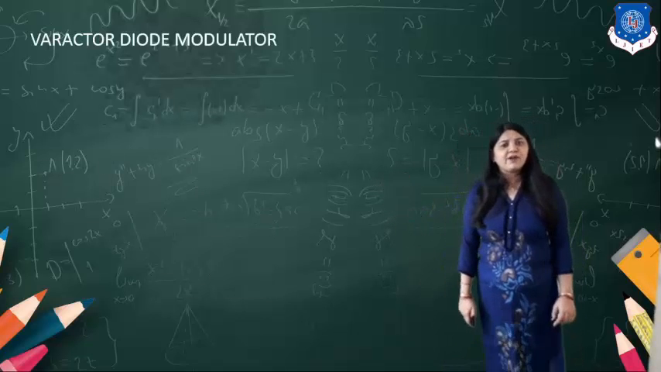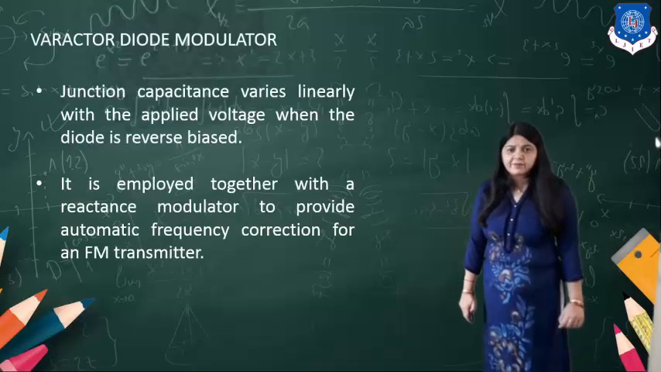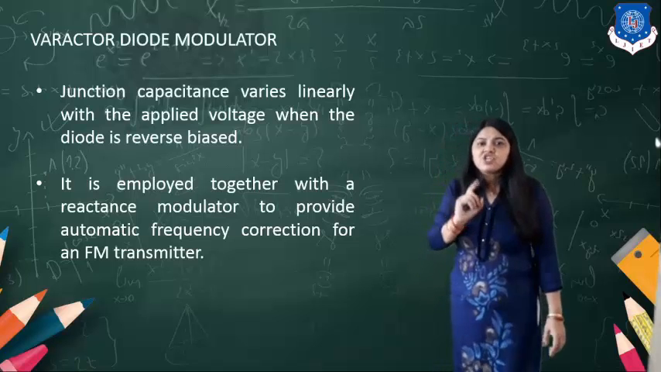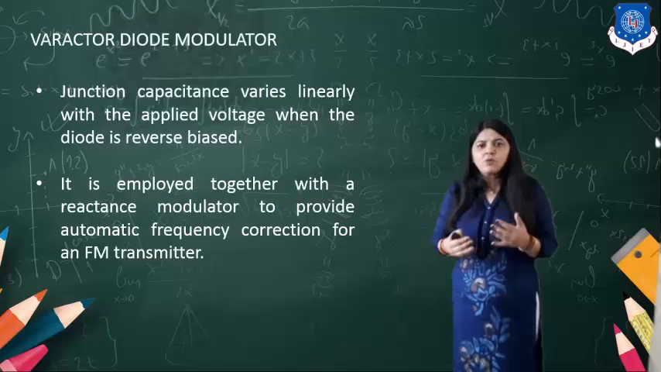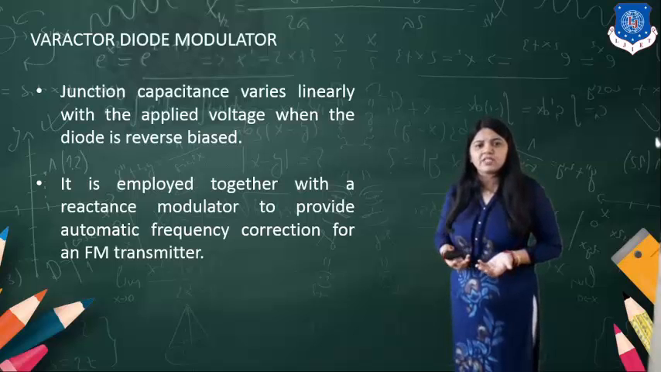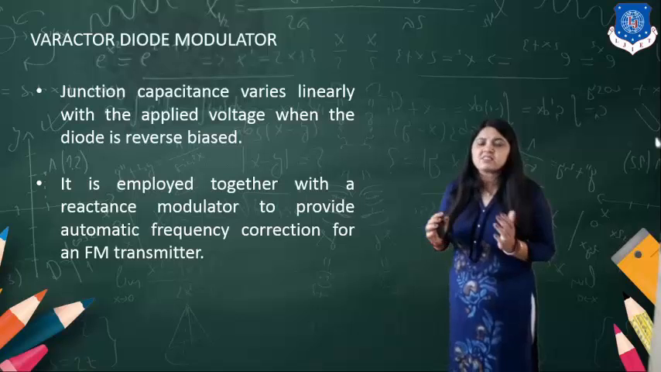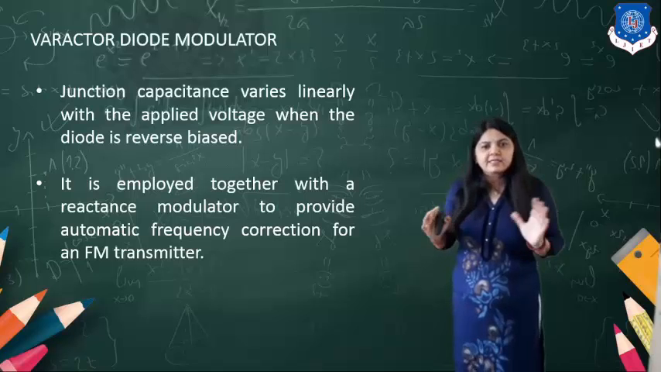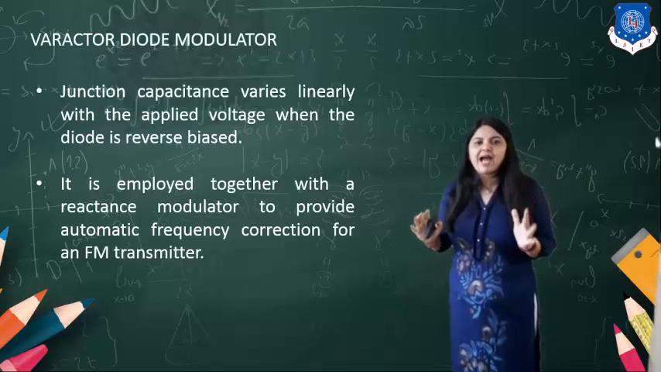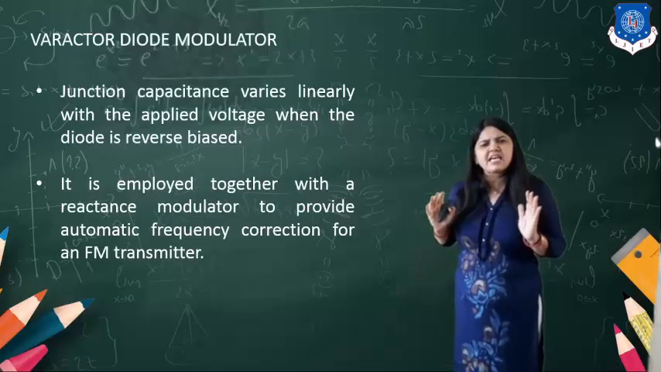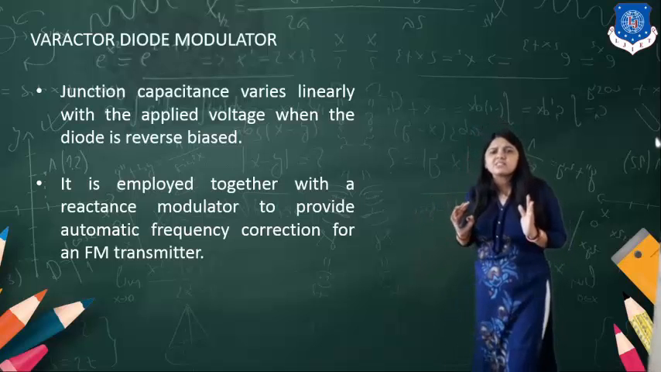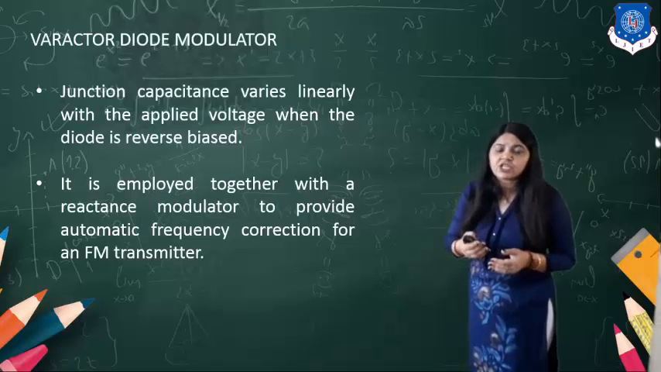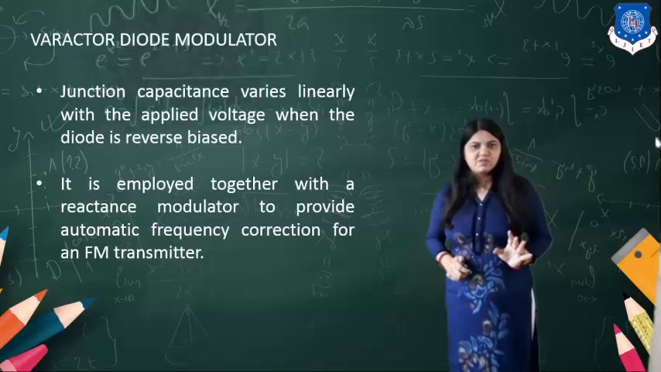Now the second is the varactor diode modulator. What could be varied? The capacitors. Which capacitors? Junction capacitors. By what? By varying the applied voltage, the capacitance can be varied. For that, we need to operate the varactor diode in the reverse bias mode. It is employed together with the reactance modulator to provide automatic frequency correction for the FM transmitter.